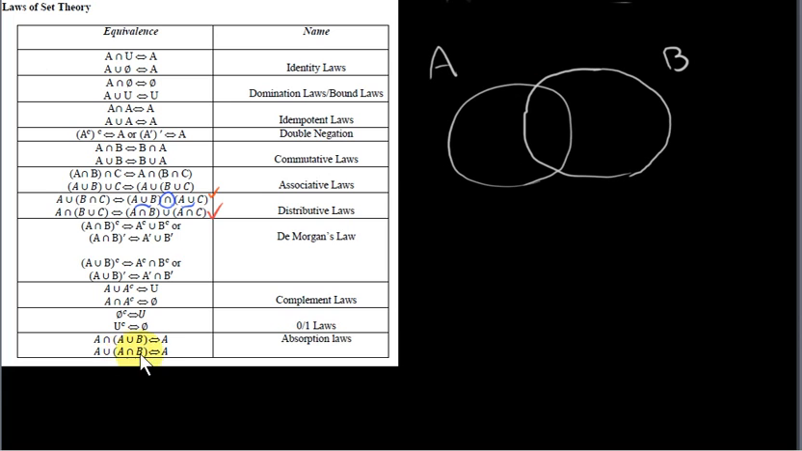A union with A intersecting B is just A. Well, A intersecting B is this region here. And if we get the union of A with this region, well, A is this red region. So we unite the white region with the red region. Well, that just gives us the red region. That just gives us A.